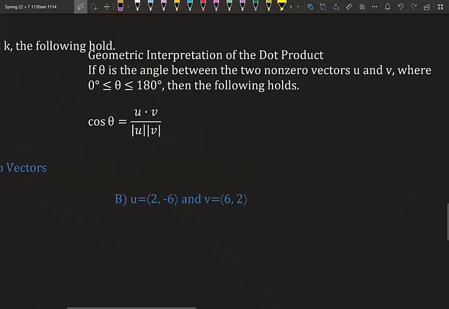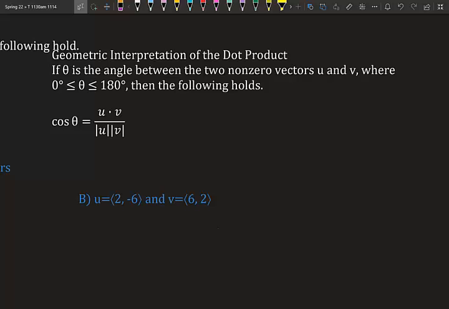Geometric interpretation of the dot product. If theta is the angle between the two non-zero vectors u and v, where theta is between 0 and 180 degrees, the following holds. Cosine theta equals u dot v over the absolute value of u times the absolute value of v.